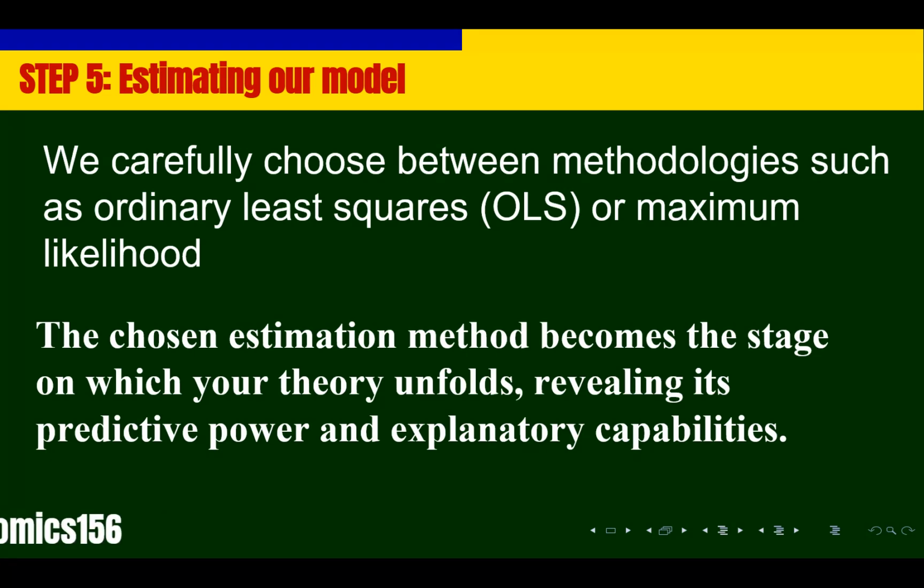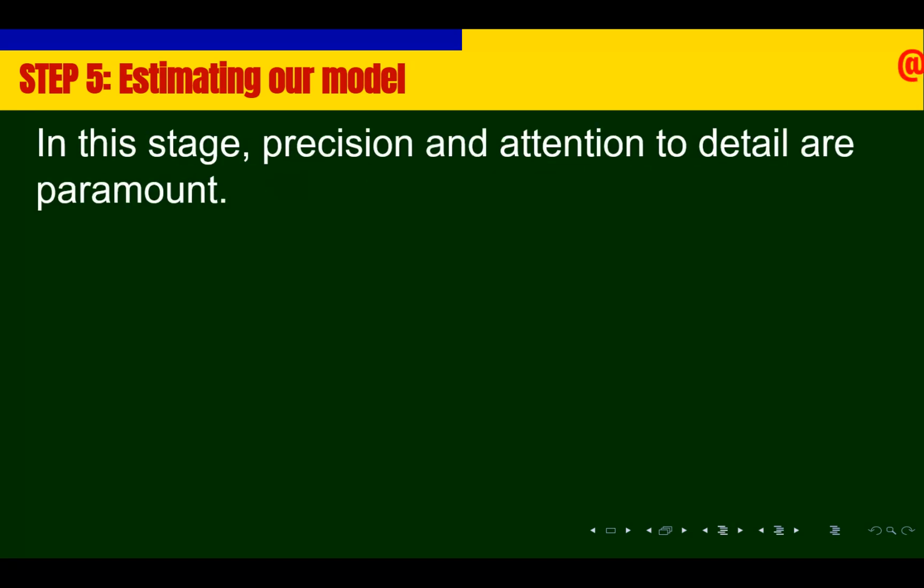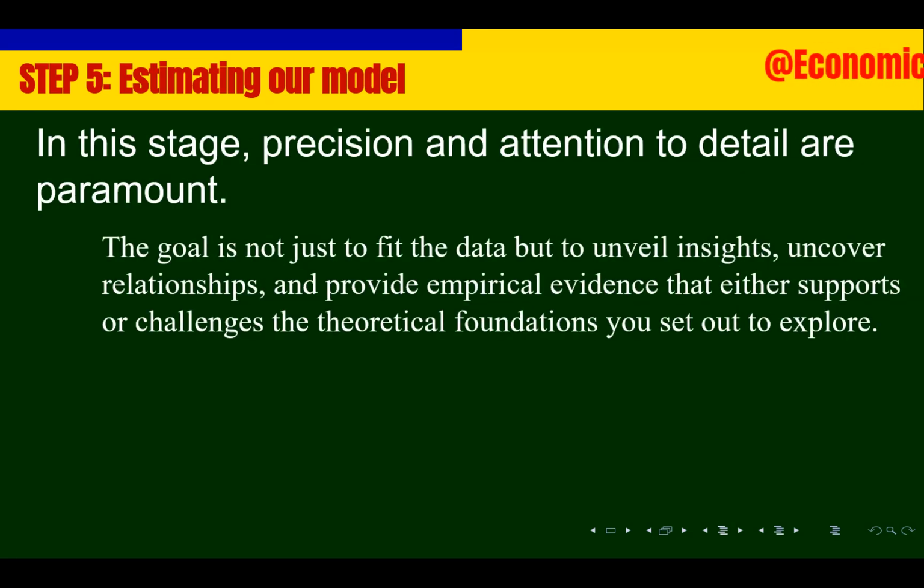Picture this step as the moment when the theoretical constructs and hypotheses you've meticulously outlined in the earlier stages are translated into a mathematical model. The chosen estimation method becomes the stage on which your theory unfolds, revealing its predictive power and explanatory capabilities. If you opt for ordinary least squares, it's akin to choreographing a performance that minimizes the sum of squared differences between the observed and predicted values.